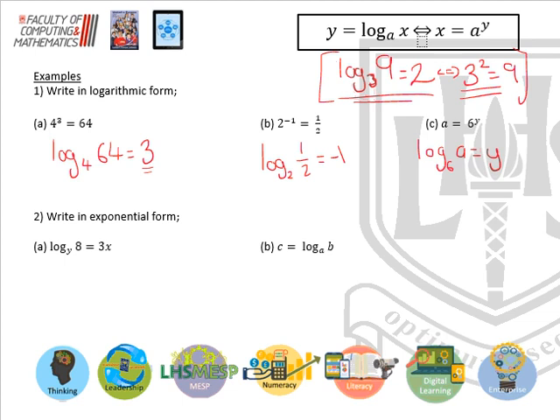For question 2 here, we're writing in exponential form. So this relationship here, again using this if you need to, is the same exponential as y to the power 3x is equal to 8. Y raised to 3x is equal to 8. And here, a to the power c is equal to b. So that's logarithmic to exponential form, and that can be useful. You don't always have to use it. There's a variety of ways you can play about with logs, but doing that will be a good tool to have in your box.